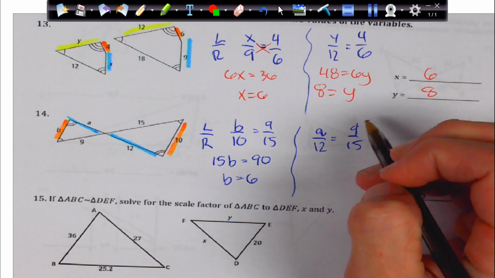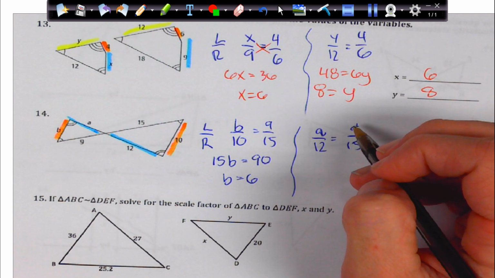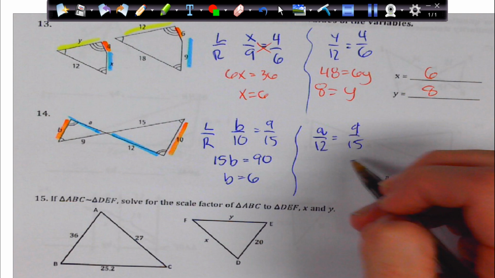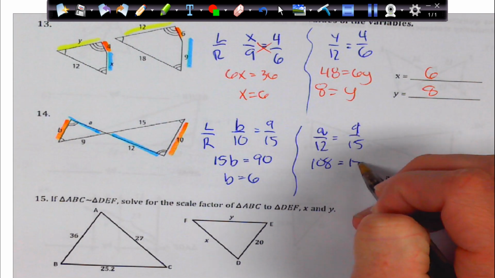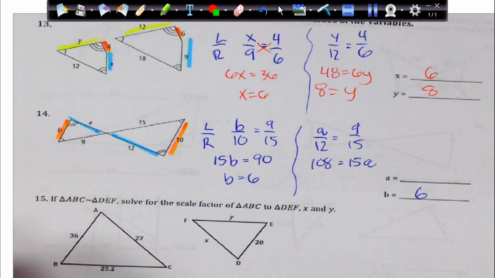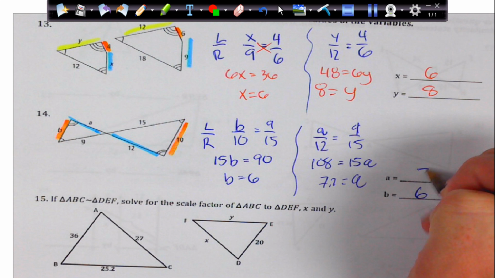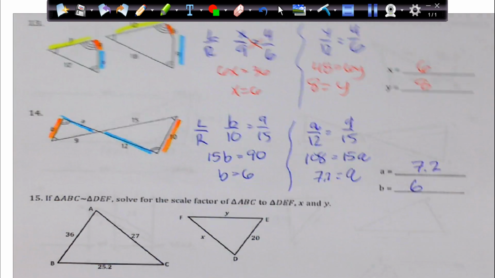Over here we get 12 times 9, which is going to be, is that 108? I'm just going to double check. Yep. And I don't think that goes in evenly. It doesn't. But we get a is equal to about 7.2. And again, decimals are okay.